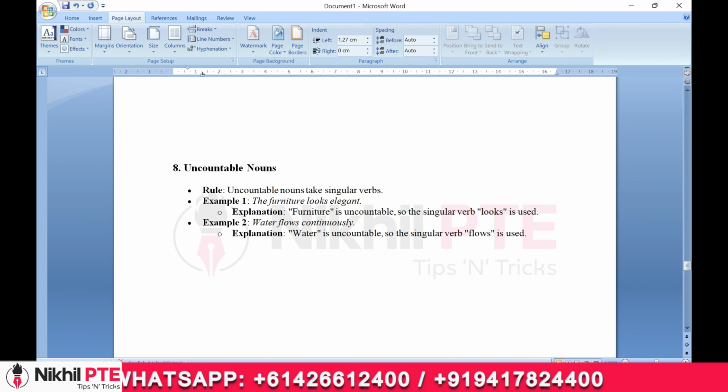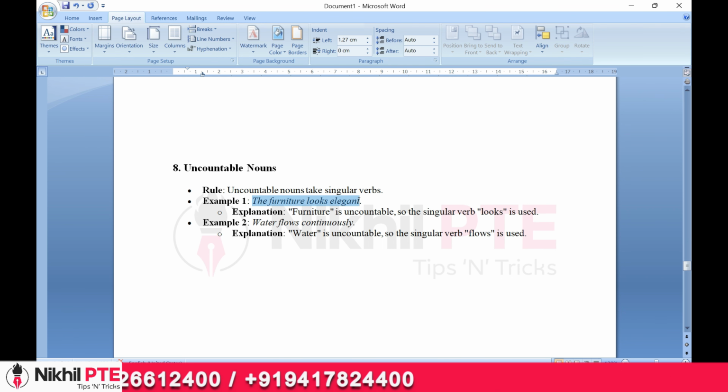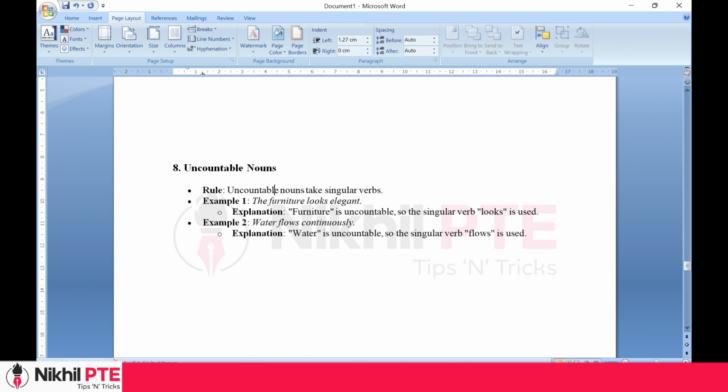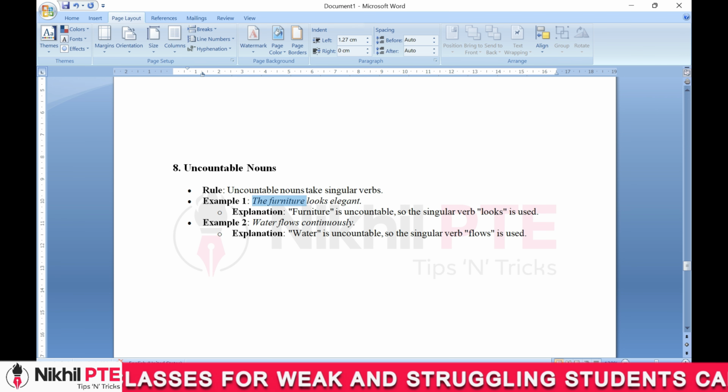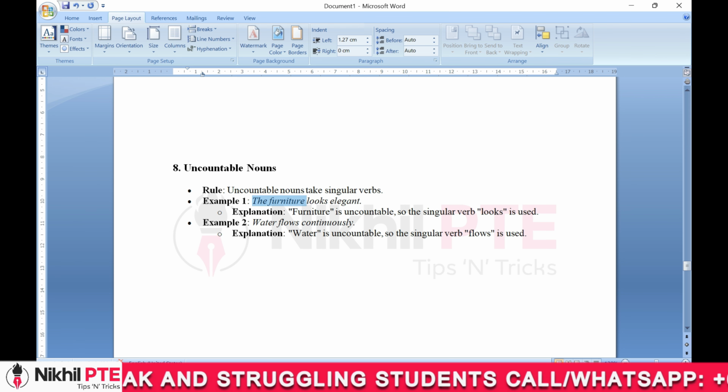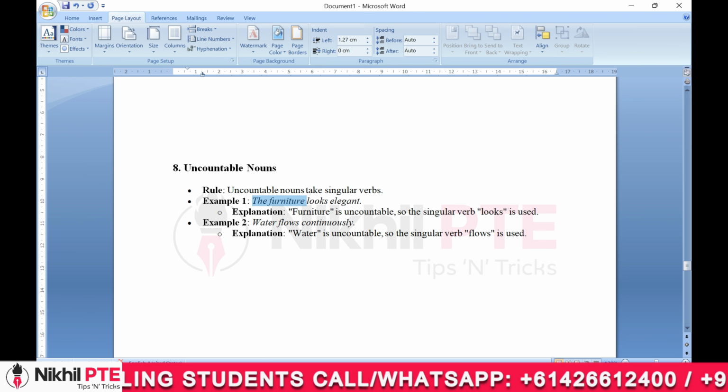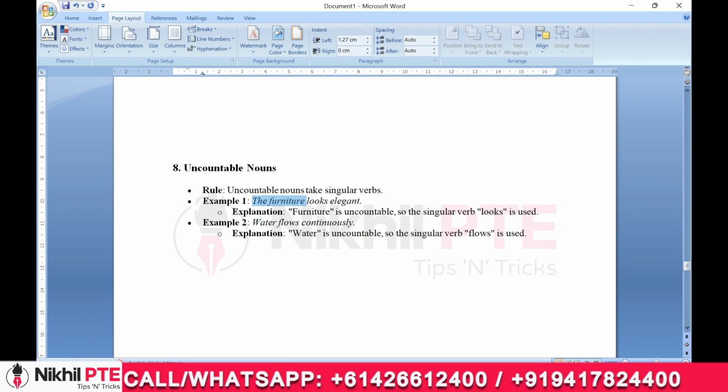Uncountable nouns. The furniture looks elegant. Uncountable nouns take a singular verb. Water, uncountable. Money, uncountable. Okay? The furniture looks elegant. Furniture is uncountable. Water is uncountable. Money is uncountable. There are lots of things.